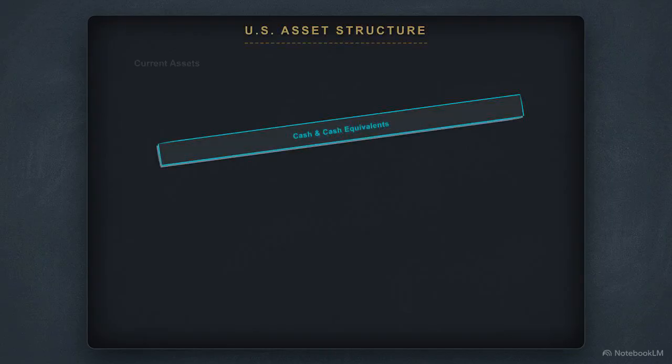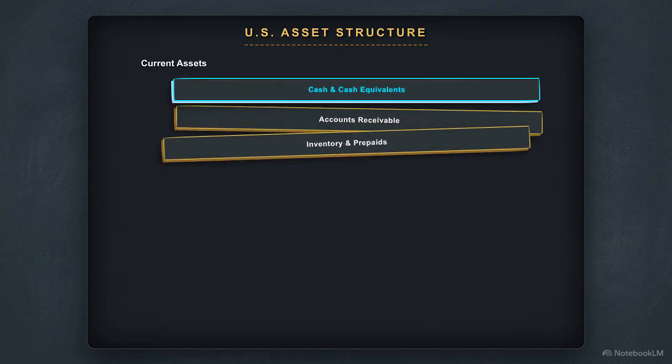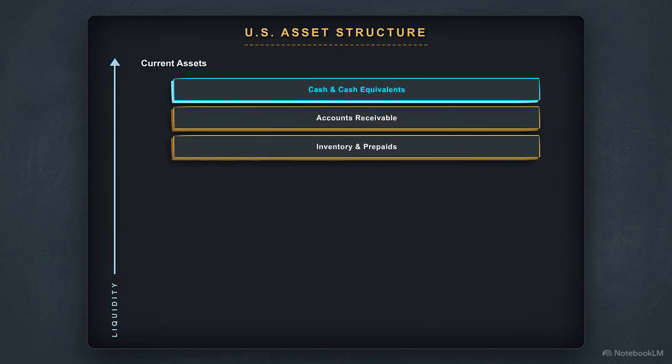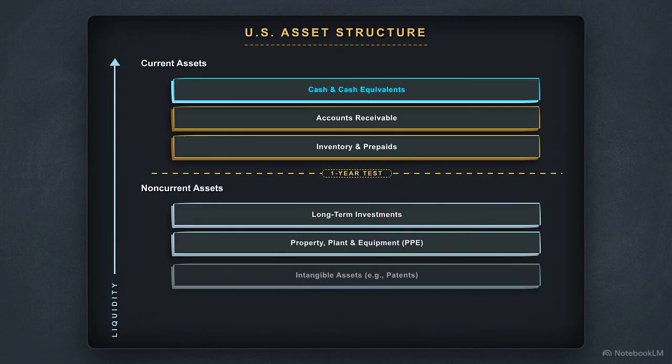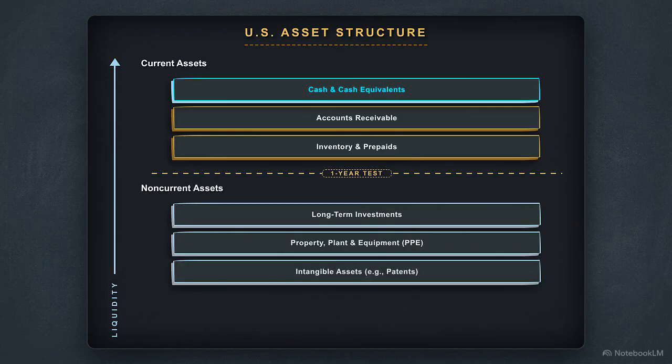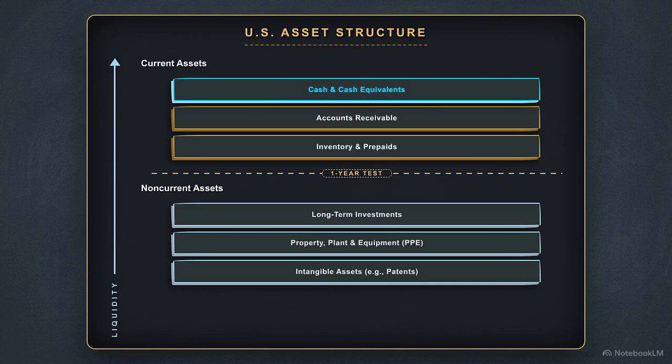Under United States reporting standards, these current assets are rigidly ordered by liquidity. The resources closest to becoming actual spendable cash sit at the very top. Items failing that 1-year test fall into non-current assets. This captures long-term investments, property, plant and equipment, often called PPE, and intangible assets like patents.